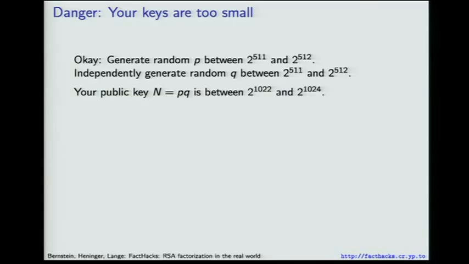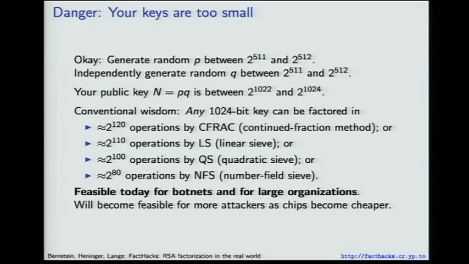And now you get this public key P times Q, which is a 1024-bit RSA key. If nothing's gone wrong with your randomness generation, then what does the attacker do? Well, we don't know anything fast. So this is going to be the one part of the talk where there are these big powers of two for how fast things are, because they're not really fast. And you have to think about how much something like 2 to the 80 is.